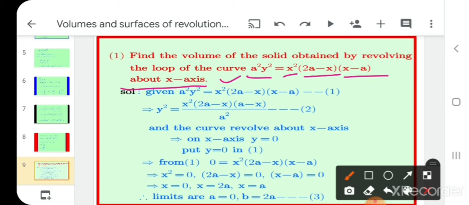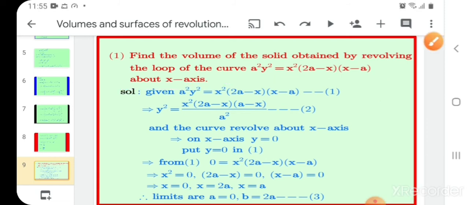What is that formula? V equals integral a to b pi y square dx. And we have to find the limit values of x. On the x-axis, what is the value of y? 0. So we substitute y equals 0 in the given equation. We get the values of x. Then we integrate. Simple, very simple problems we have.